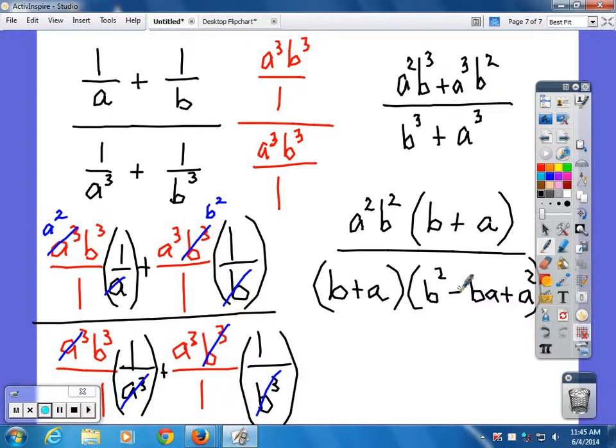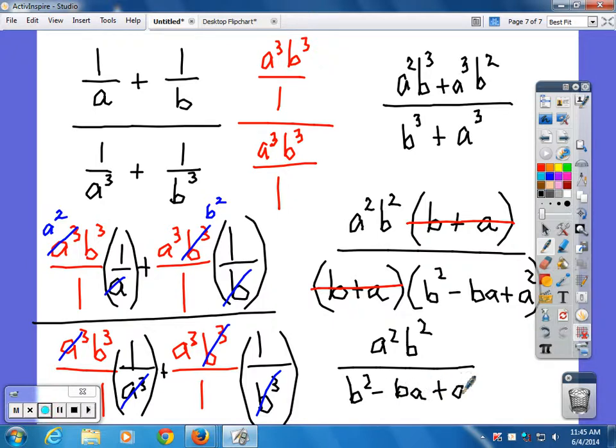And what happens here? Cancel out the b plus a. Good job. And your final answer is a squared b squared over b squared minus ab plus a squared.